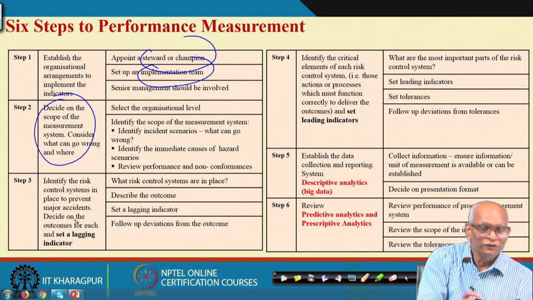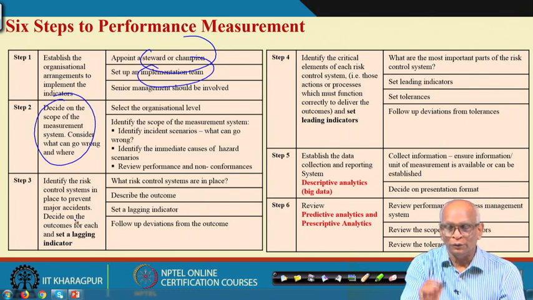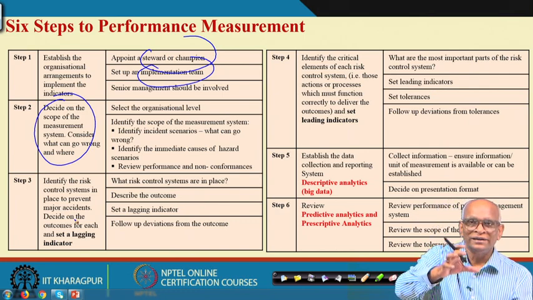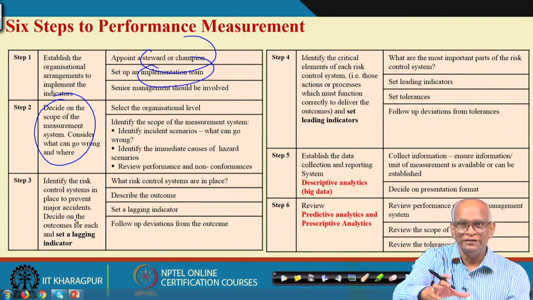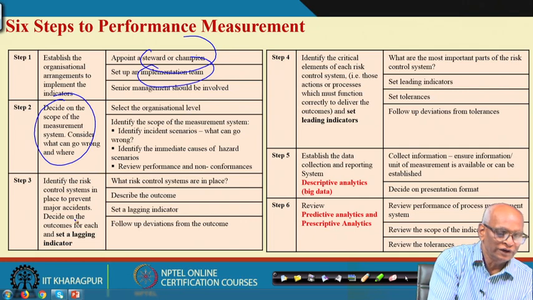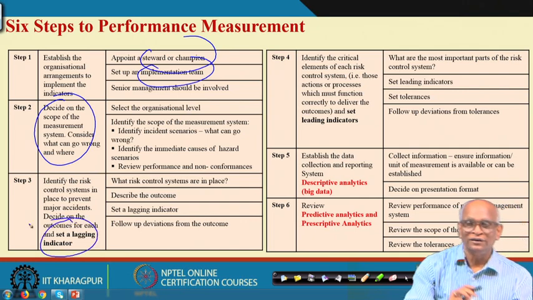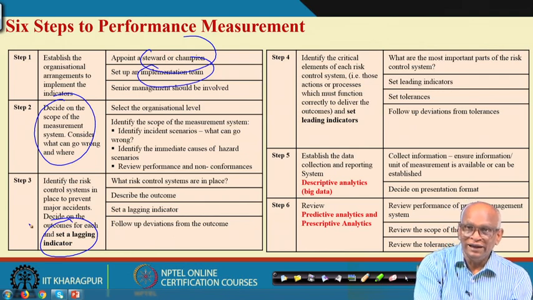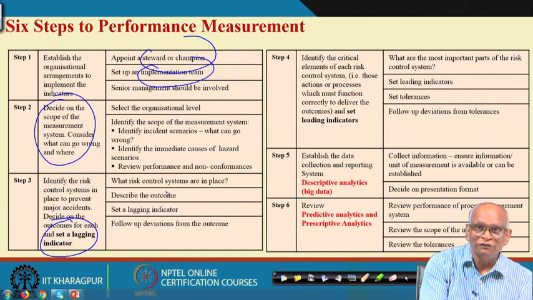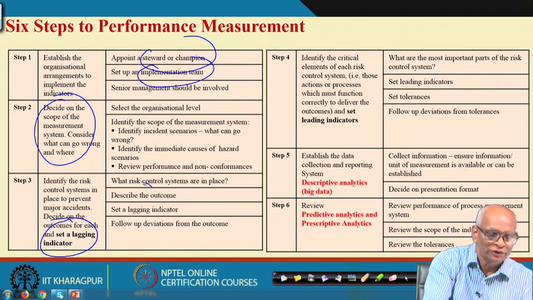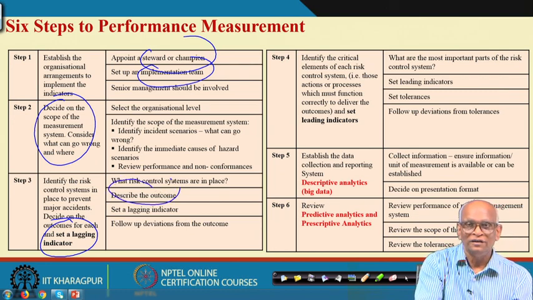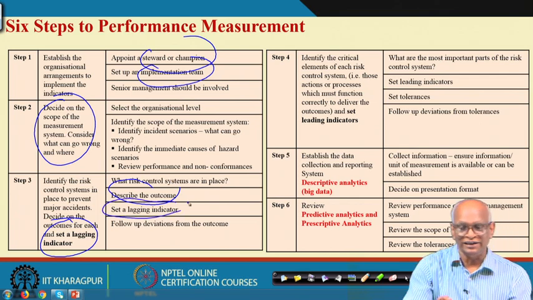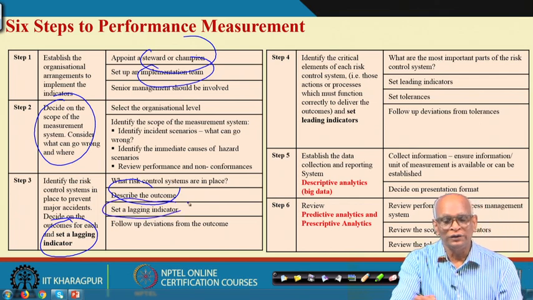Third is to identify, based on the initiating mechanisms, by putting them through the risk control systems, you have to identify and set the lagging indicators. For finding the lagging indicator, when you pass the risk into the risk control system, we will see what the outcome is. From the outcome, we will decide what the lagging indicator is. Then we will do the leading indicator.